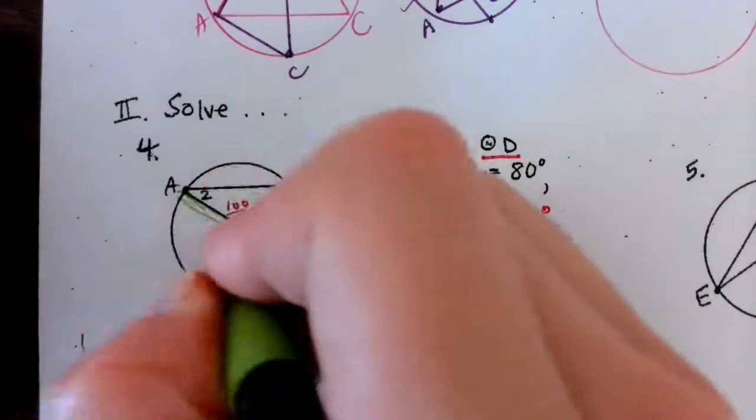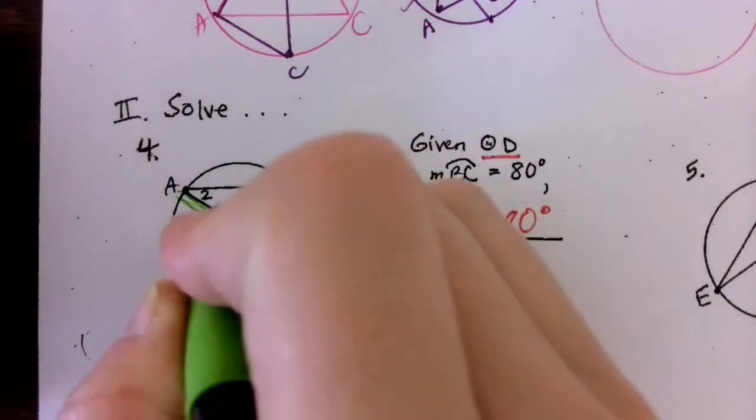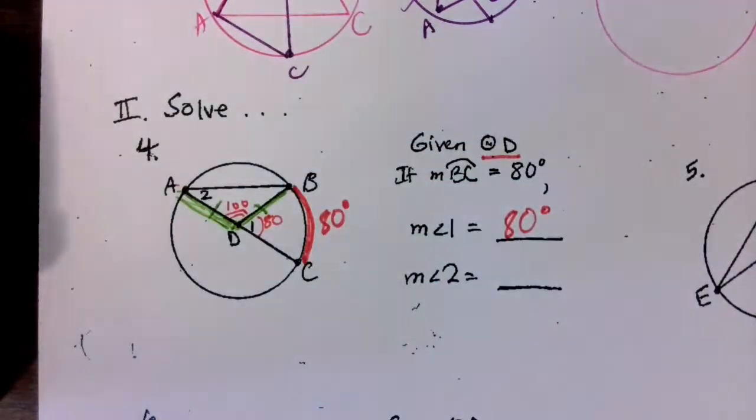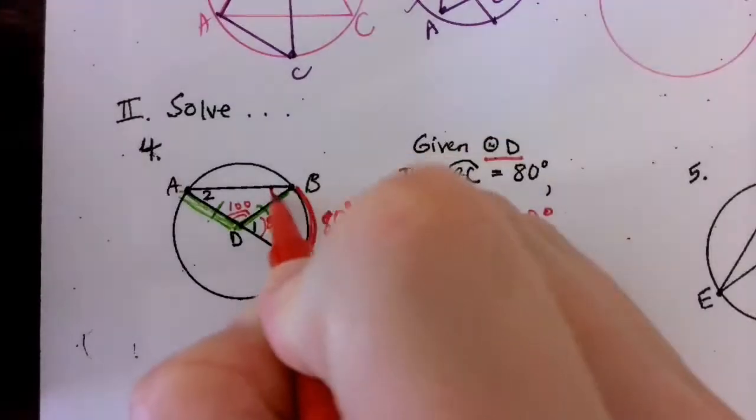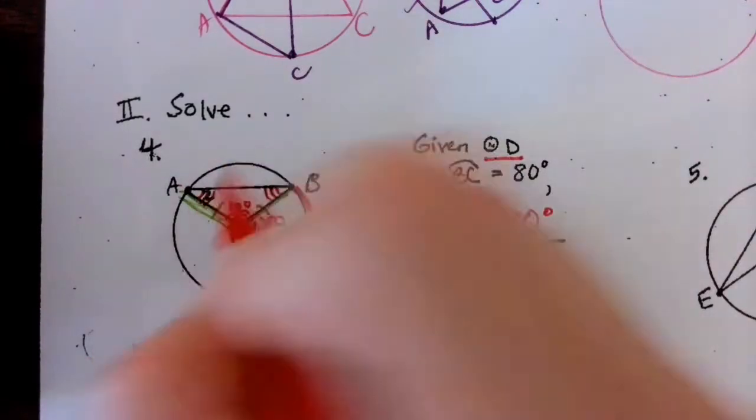BD and AD are special segments in my circle because they both come from the center. Yeah, that's right. They're both radii. And all radii in a circle are congruent to each other. So if those are congruent, what do we know about that triangle? You got it. It's an isosceles triangle. And if it's an isosceles triangle, then the base angles are congruent. And now everything in the world is falling into place.